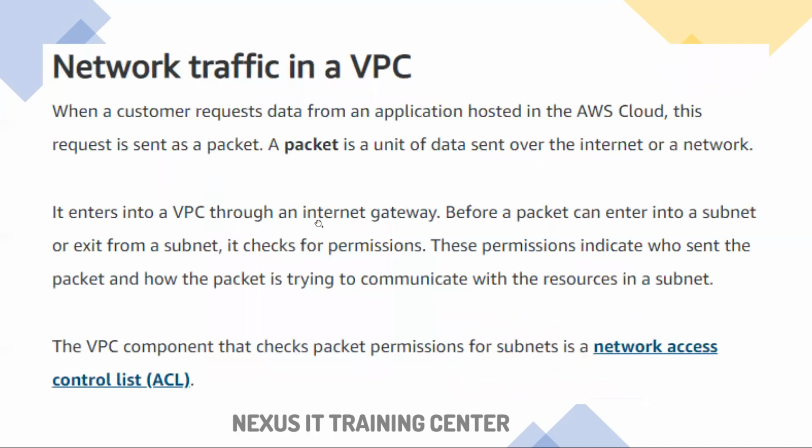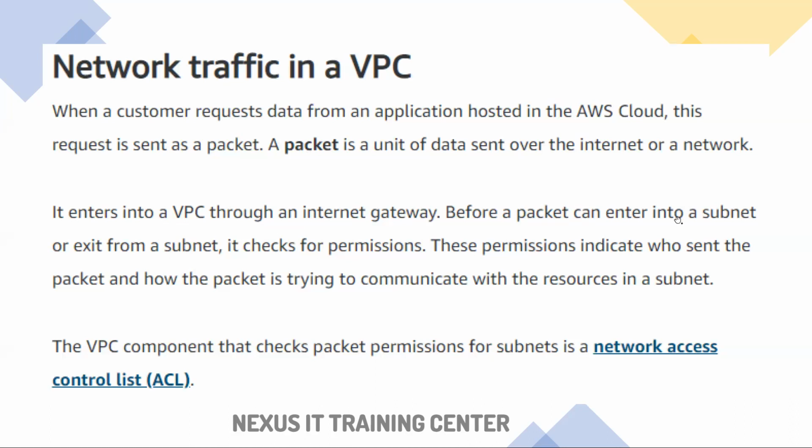Okay, next. Network traffic in a VPC. When a customer requests data from an application hosted in AWS, this request is sent as a packet. So a packet is data. A packet is a unit of data sent over the internet or a network. That's what we call a packet. It enters the VPC through a gateway.